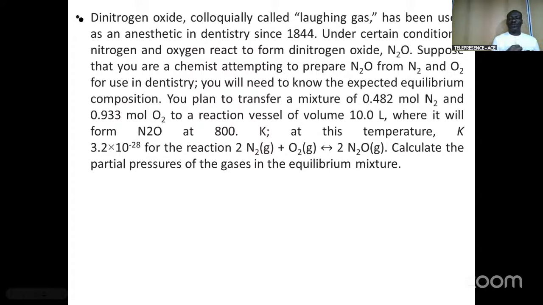You plan to transfer a mixture of 0.482 mole N2 and 0.933 mole O2 to a reaction vessel of volume 10 liter, where it will form N2O at 800 Kelvin. At this temperature, the equilibrium constant for the reaction is 3.2 to the power of minus 28. Calculate the partial pressures of the gases in the equilibrium mixture.